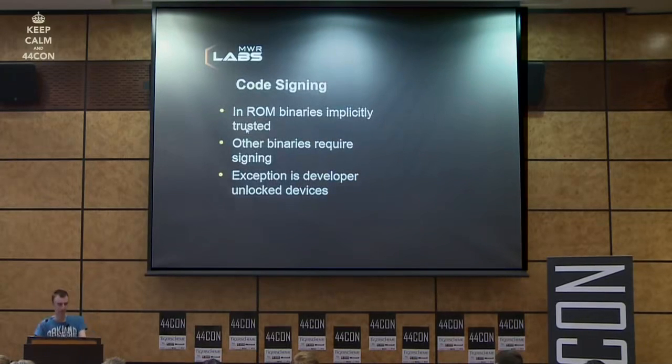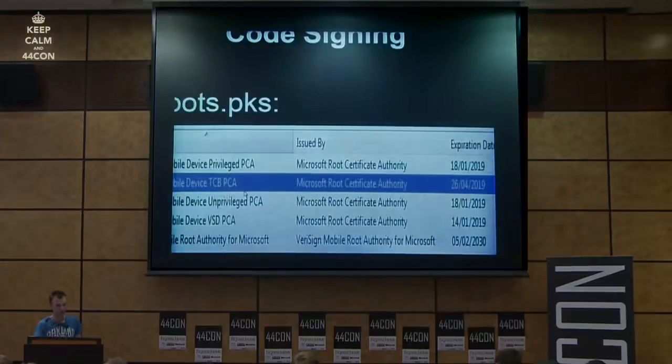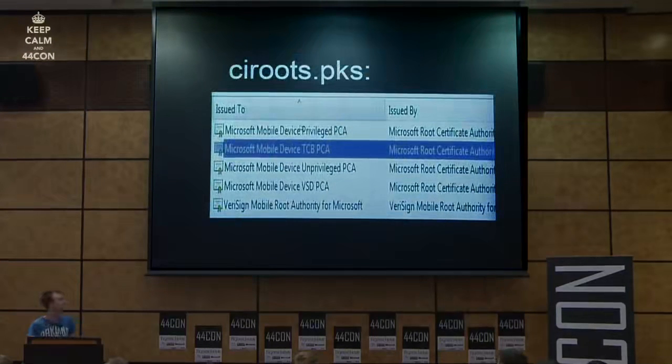The next bit of Windows Phone security is the code signing mechanism. Everything which is built into the ROM when the operating system is built is implicitly trusted by the device. It doesn't need to be code signed with a digital certificate. But everything else which is added to the phone afterwards requires you to code sign with a trusted code signing certificate. There is one exception to this, which is developer unlocked devices. They need that for testing purposes, so you can test unsigned code on the device. So that's the exception.